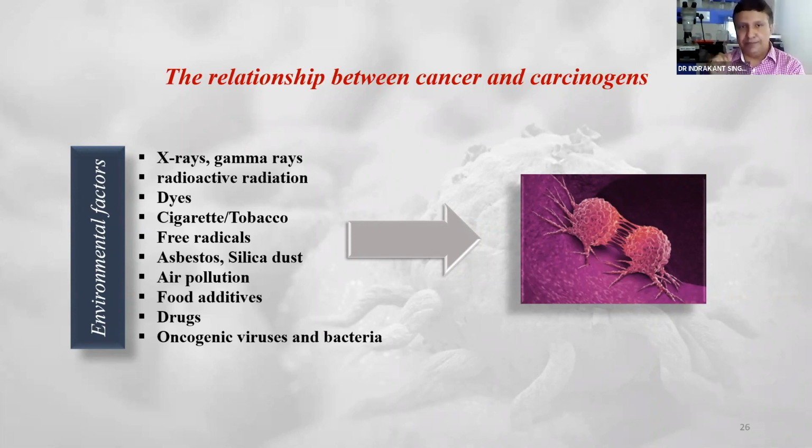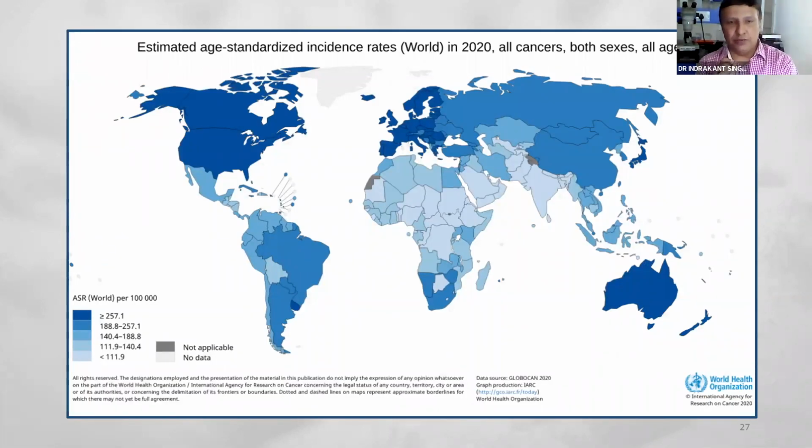So let's see the global map. The world map here in front of your screen shows the age standardized estimated cancer incidence rates for the year 2020. You see here the dark blue color in the region of North America and Australia indicates higher incidence, while a light blue color in Africa and India indicates relatively lower incidence. So we always praise Western lifestyle. Now we can realize we are far, far better than some of these countries.